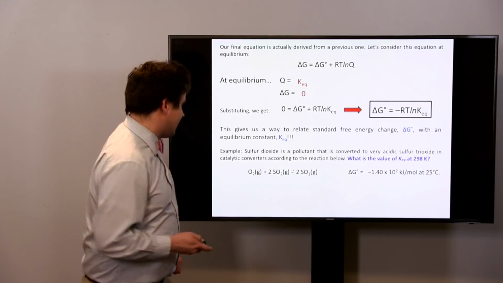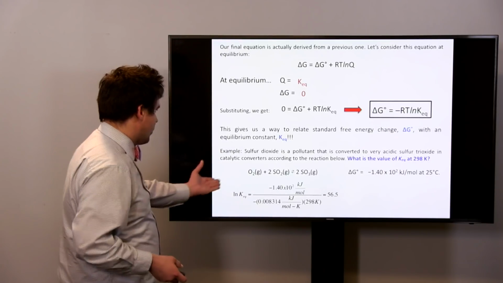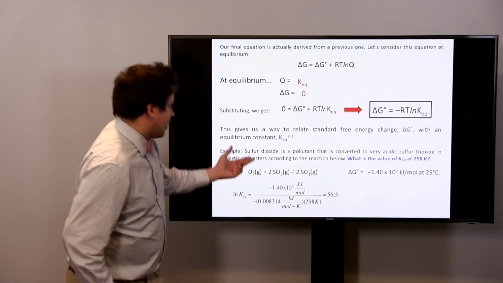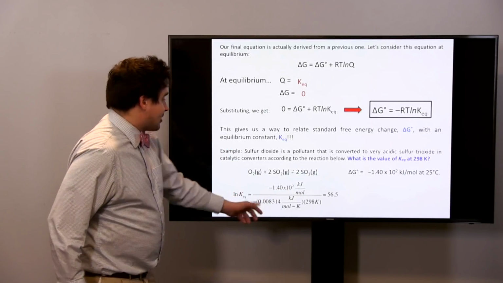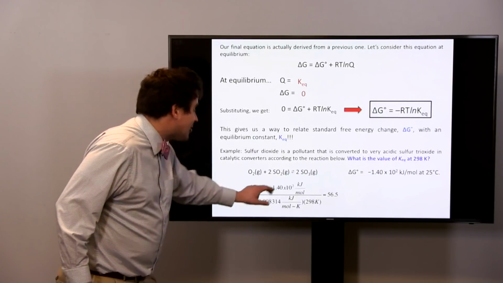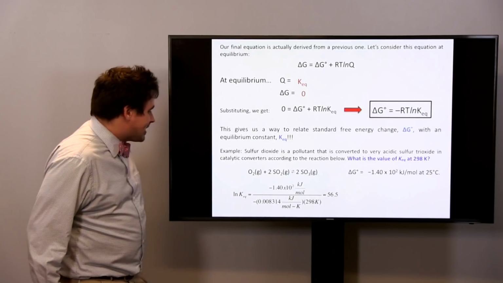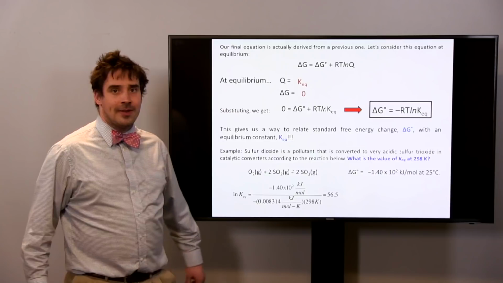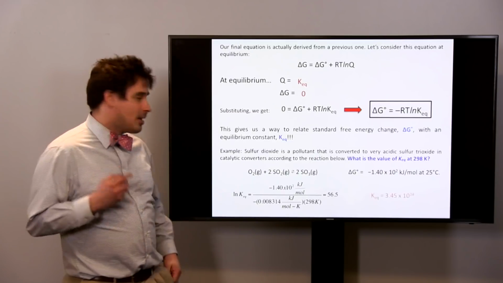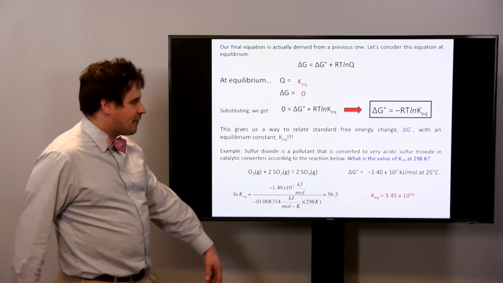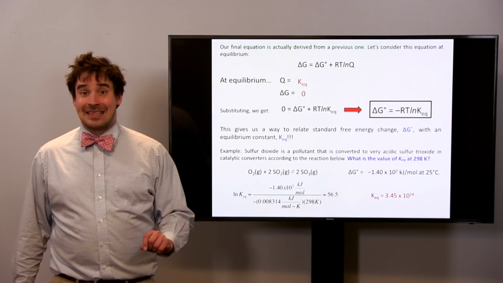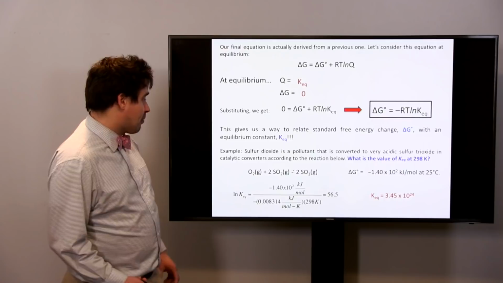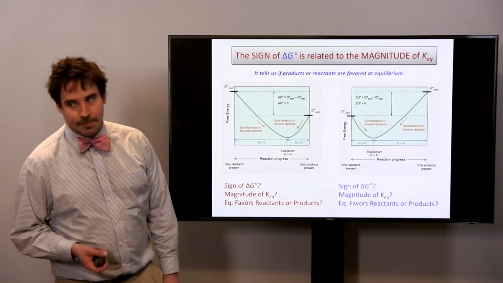You sure can. Here we rearranged this equation. We plugged in all our values. Here's our standard free energy change. We're dividing by 0.008314 kilojoules per mole Kelvin and our temperature. And when we do that, we'll end up getting 3.45 times 10 to the 24th. Wow, that is a significant number. So products are heavily favored in that reaction.